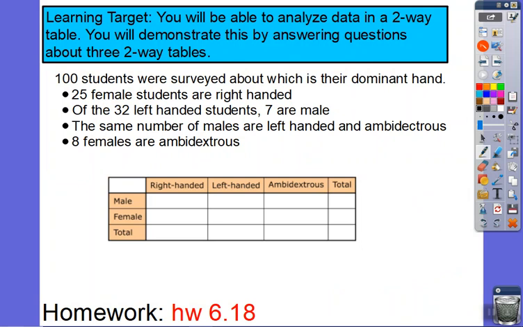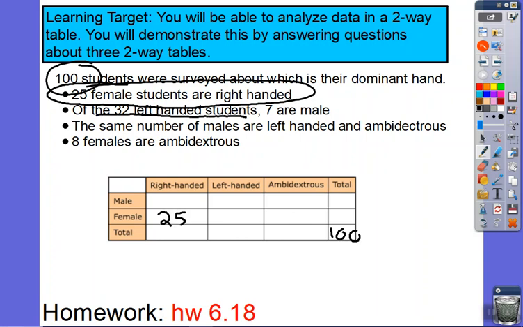100 students were surveyed about which is their dominant hand. So let's put that in. We're talking about 100 students. 25 female students are right-handed. So I'm looking for where female and right hand meet, and I'm putting a 25. Of the 32 left-handed students, so that tells me all the left-handed students. The bottom of left-handed students is all 32. And of those, 7 are male. So male left-handed is 7.